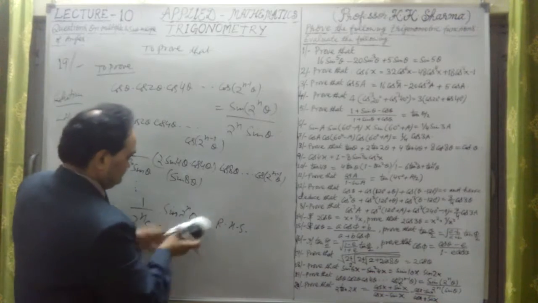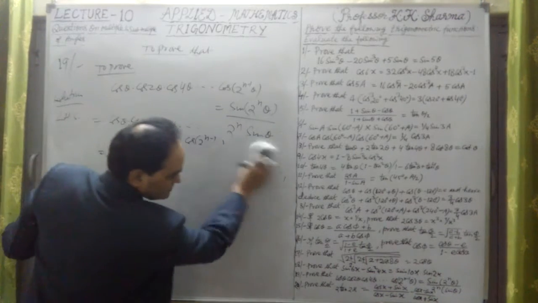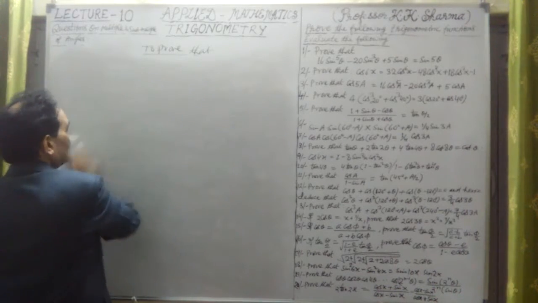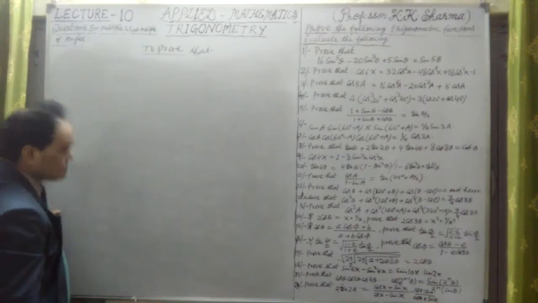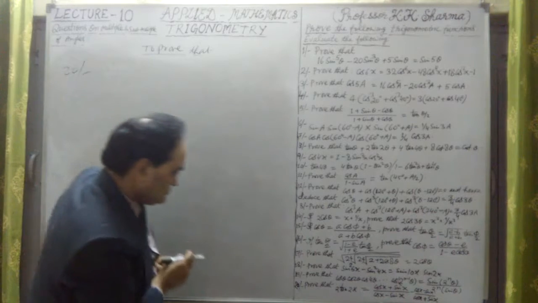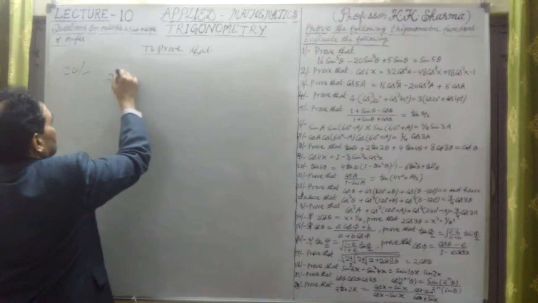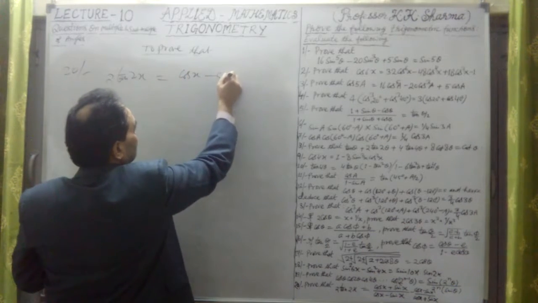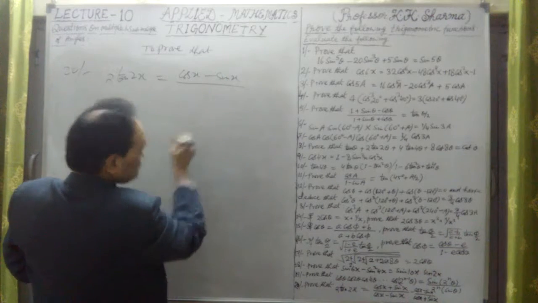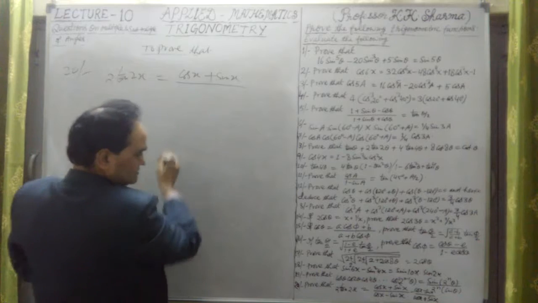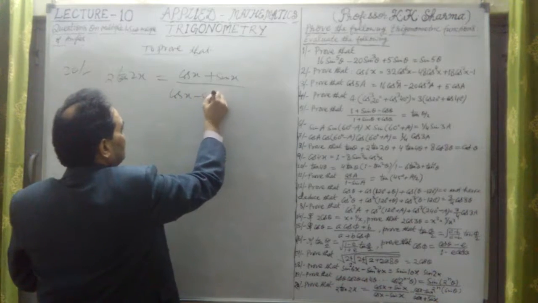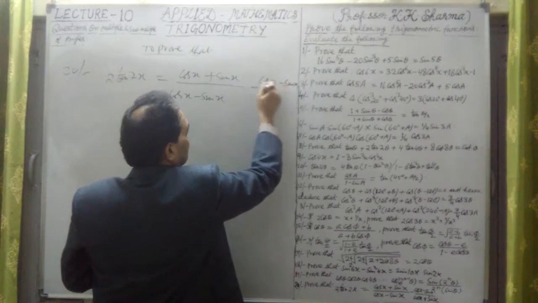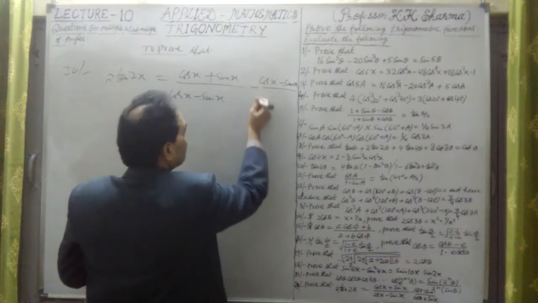The last question we have here, the 20th one. Question number 20, let me check what it says. It is giving us 2 tan x is equal to (cos x minus sin x) divided by (cos x plus sin x), minus (cos x minus sin x) upon (cos x plus sin x).